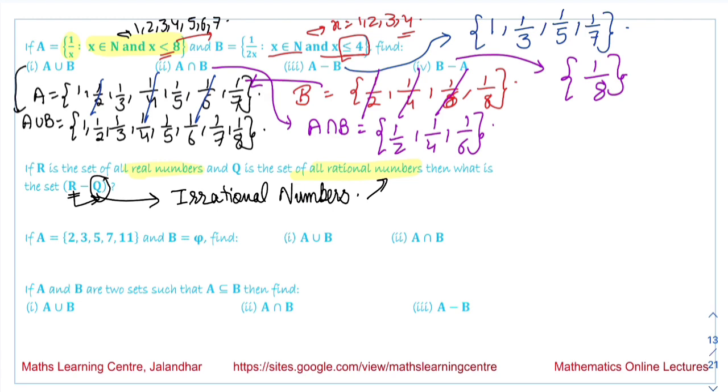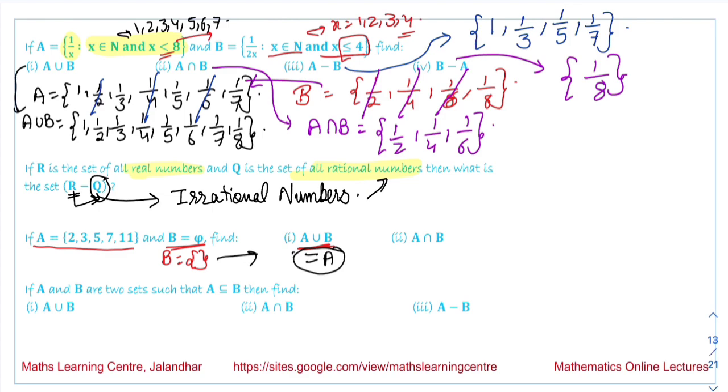Next, this set A is given to us and another set B is given to us. We have to calculate A union B. This set B is φ, which means it is the empty set. It doesn't contain any element over here. So A union B will be equal to the set A.